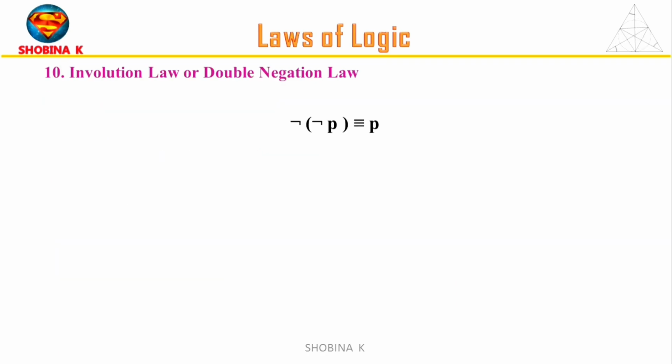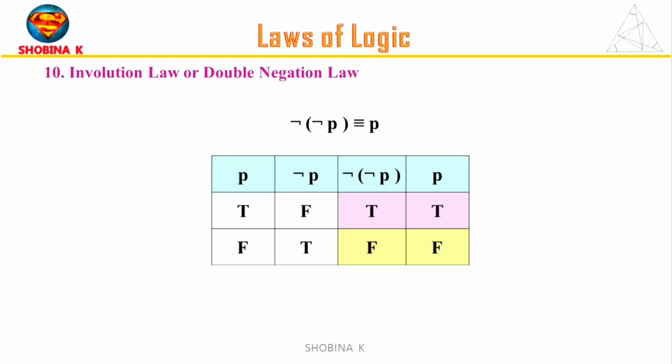And next we have involution law. The involution law is also known as double negation law. It deals with the negation of negated proposition. And this law states that the double negation of a proposition is equivalent to the original proposition. Mathematically, the involution law can be expressed as not not P is defined as P. And this law tells us that if you negate the proposition P and then negate the result of that negation, it is equivalent to simply P itself.